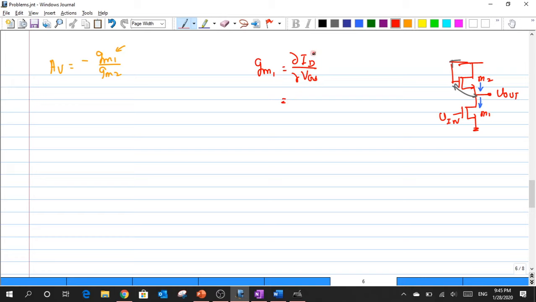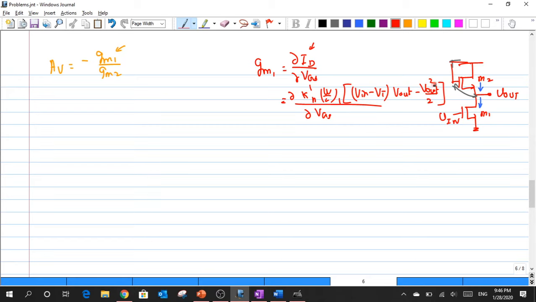Now the value of ID that I have to substitute here is the saturation current equation, which is rewritten here: V in minus VT, V out, and then V out square by 2. Then there is a partial derivative term with respect to VGS. I can even replace this VGS with V in, because we know that the value of VGS is equal to V in, so it's one and the same.